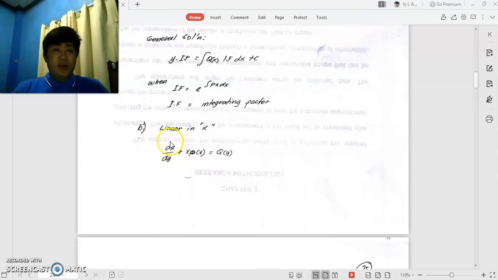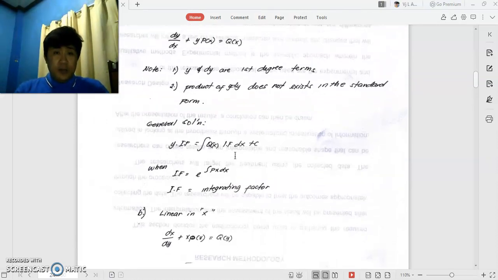In the same manner, if we solve linear in x, the difference is just that the numerator on the leftmost of the equation is dx and the denominator will be dy. Because we use dx, this is x, and what remains here is P of y, and the other side is Q of y. So look here and here, the difference is just the variable. In this case, your Q of x in linear in x is Q of y, your P of x here is P of y, and dy over dx becomes dx over dy.